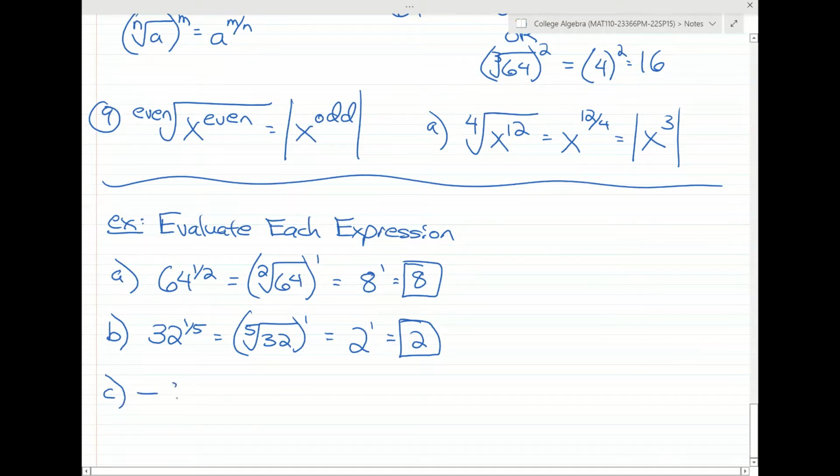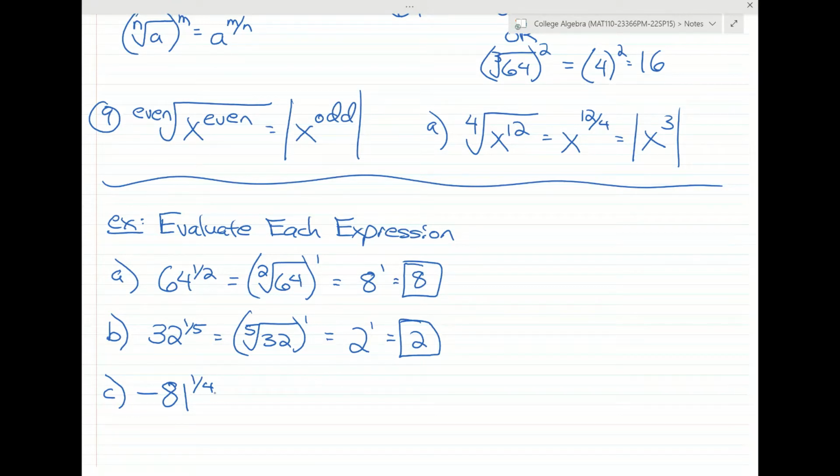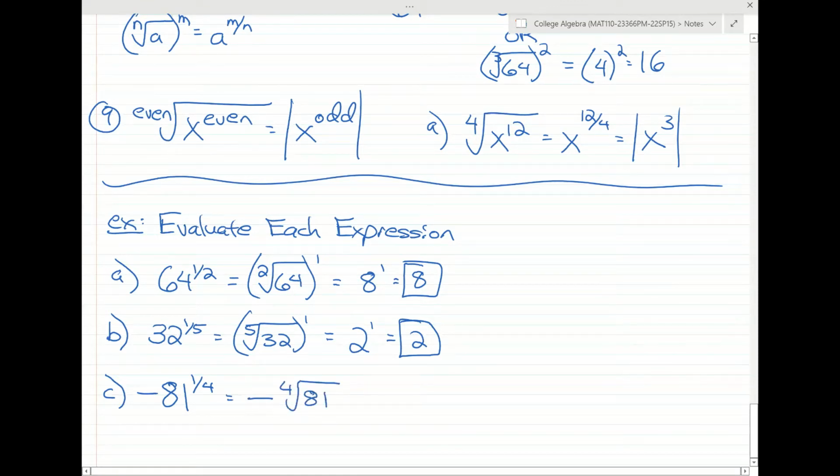About negative 81 to the 1/4 power. What this means is the opposite of the 4th root of 81 to the first power. That's what the property says. 4th root of 81 is 3. So the answer would just be negative 3.